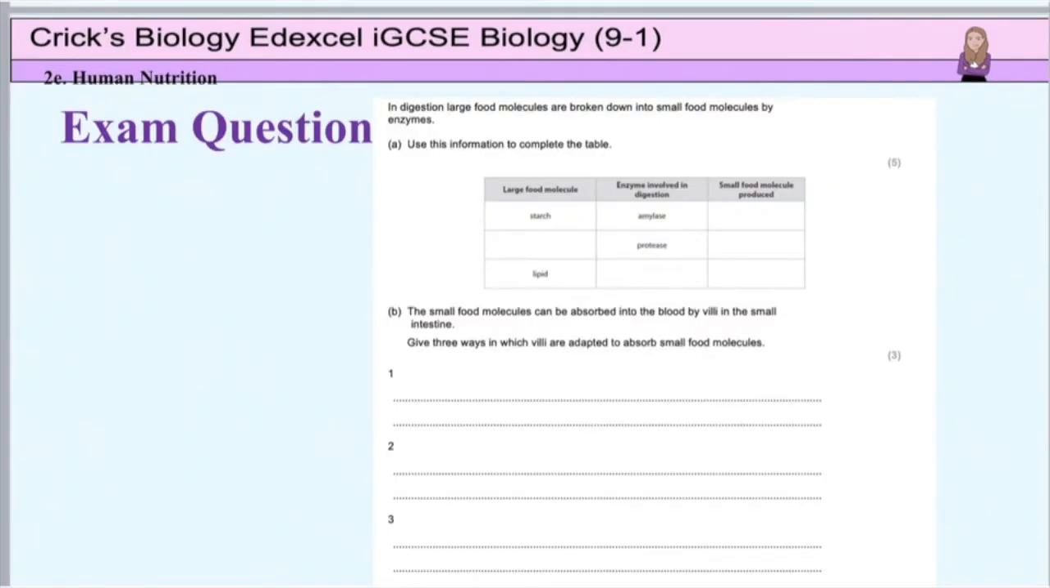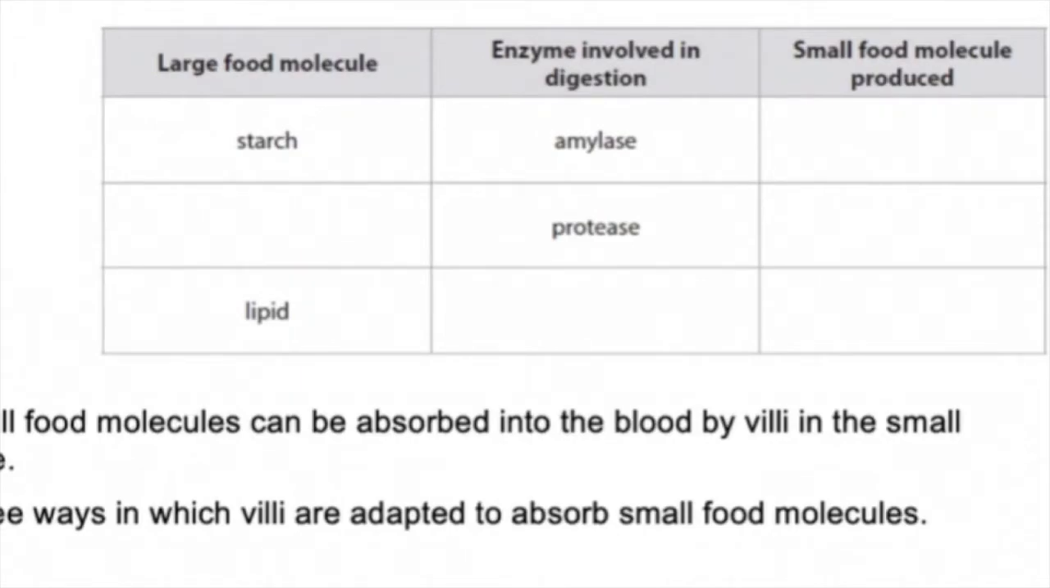Let's look at an example of an exam question on digestion. In digestion, large food molecules are broken down into small food molecules by enzymes. Use this information to complete the table, and this is awarded 5 marks. You need to cast your mind back to those pancreatic enzymes released into the duodenum and to what you learnt about amylase in saliva. If you remember, amylase breaks down starch molecules into maltose, which is then broken down into glucose by maltase. So this first answer for the first box is maltose.